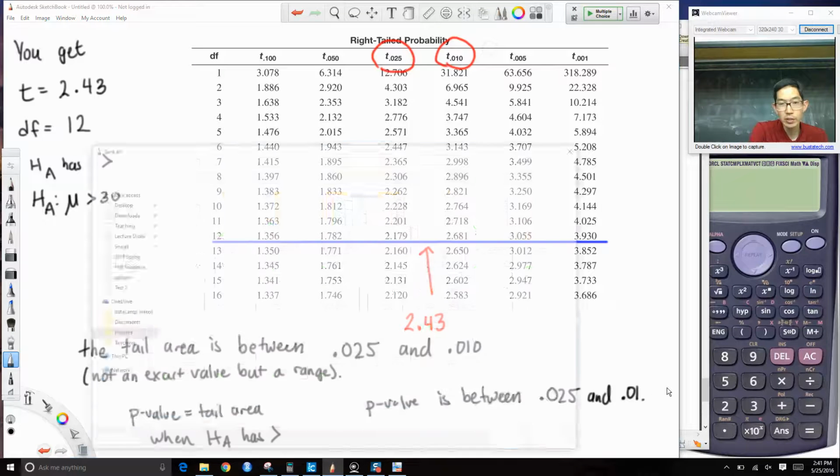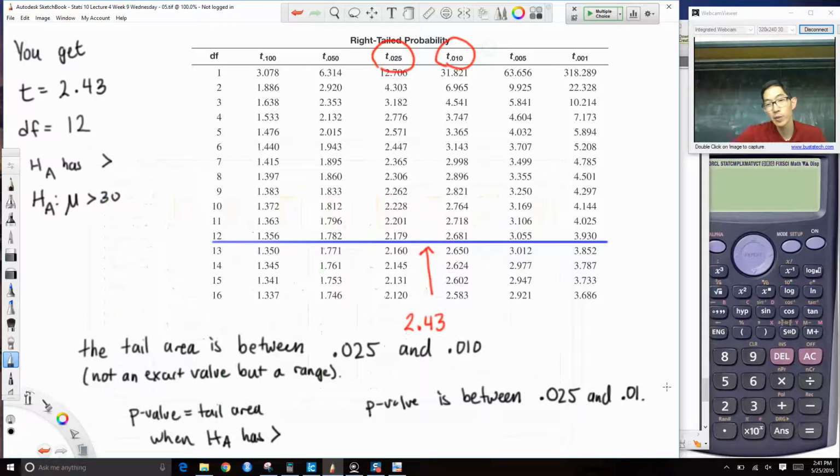So even though we don't have an exact value, if our alpha were 5%, we know our p-value is less than alpha. Even if our alpha was 2.5%, 0.025, we know that our p-value is less than 0.025 because we know that it's between 0.025 and 0.01. Is that okay with everybody?